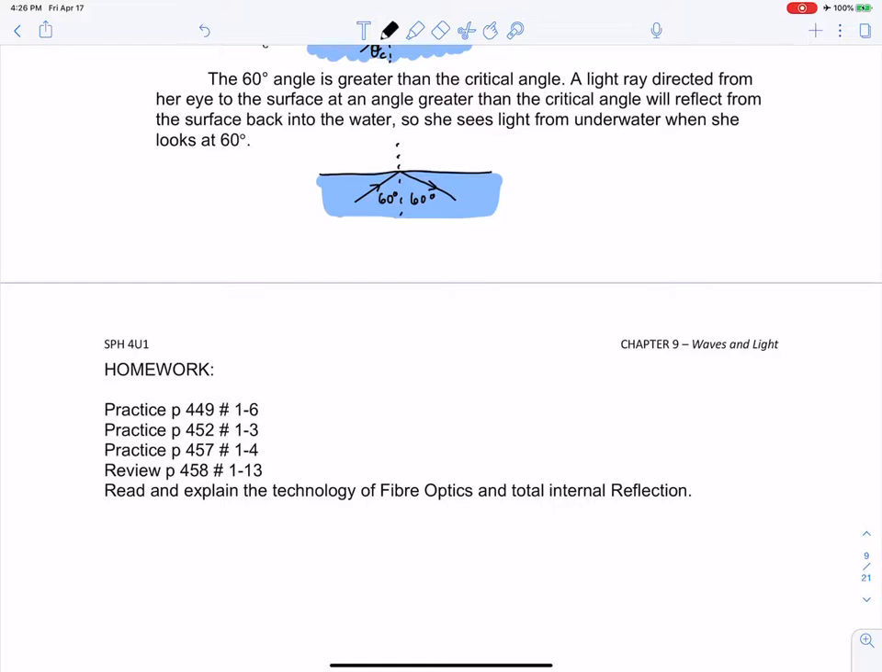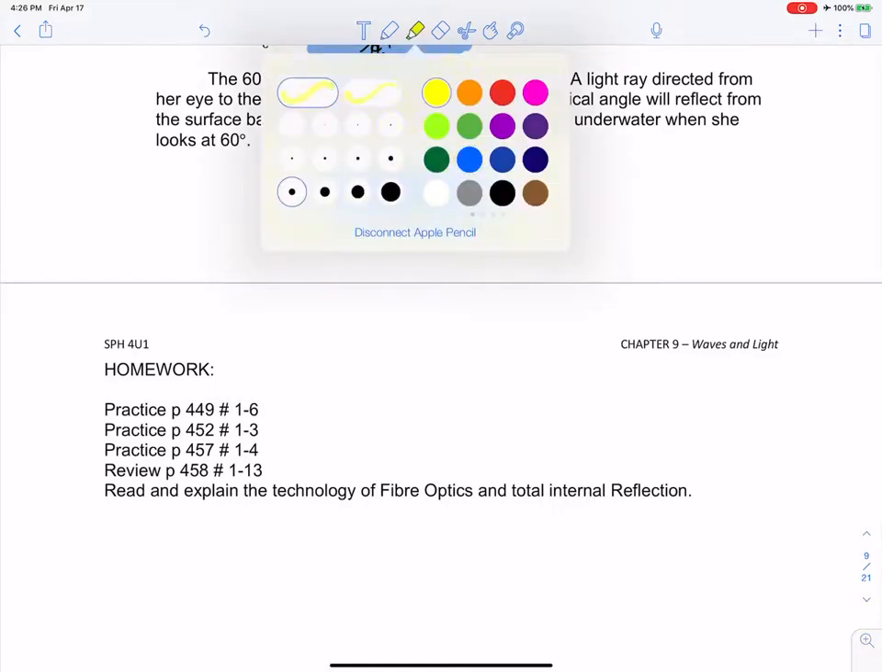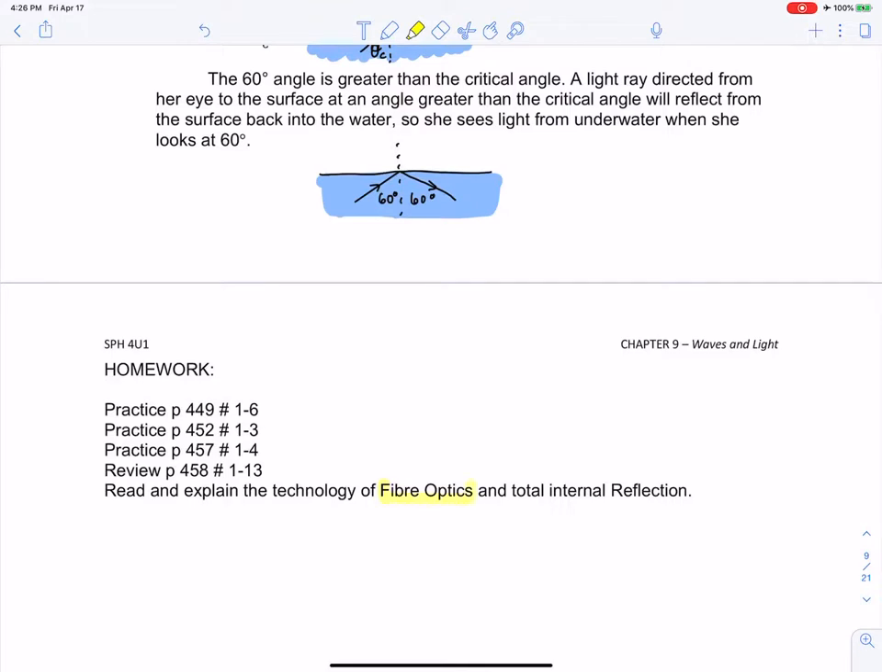I also want you to read up on these applications of refraction and total internal reflection, especially fiber optics, how fiber optics use total internal reflection and what their applications are in society.